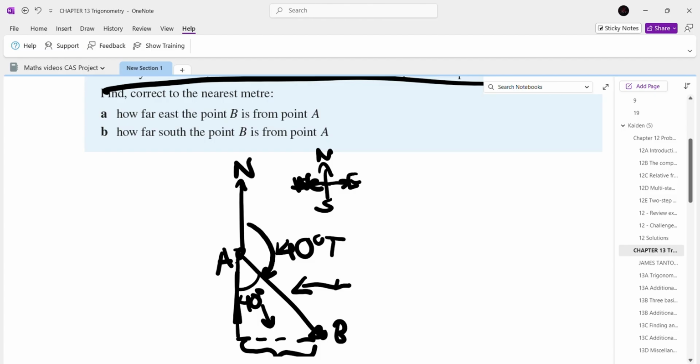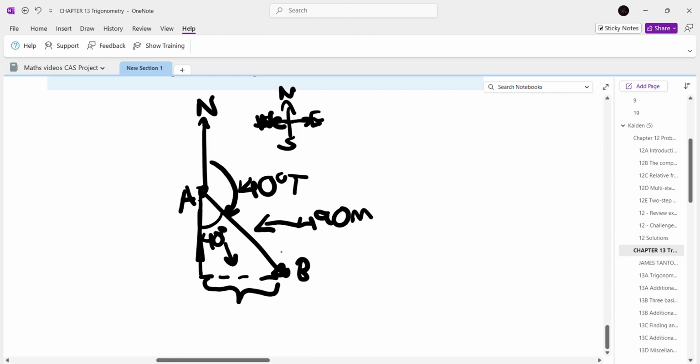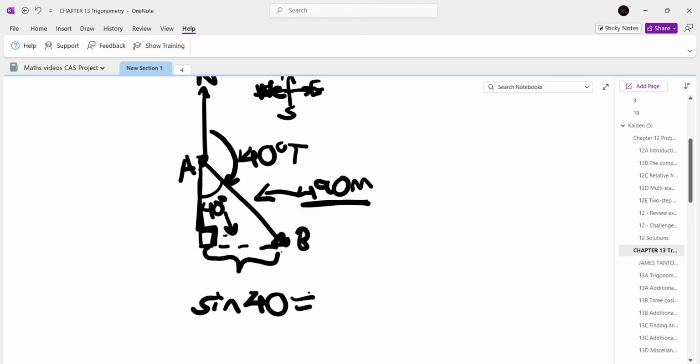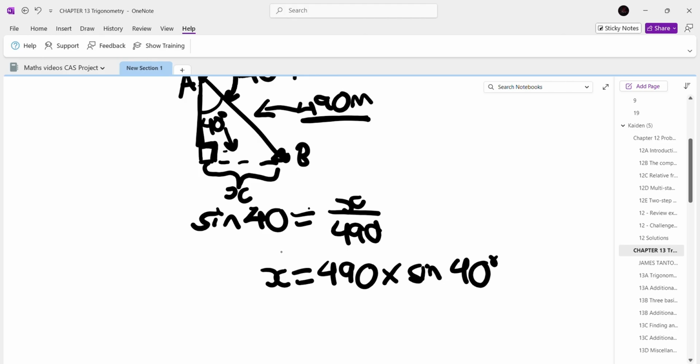And to find this length, obviously we've got our hypotenuse length right here, and we have our angle of 40 degrees right here. So in order to find this length, we've already got an angle, we've already got the hypotenuse length. We can use the sine function, because this is just going to be the opposite. So the sine of 40 degrees equals x length right here, over 490. Therefore we can just take 490 the other side, times sine 40 degrees.